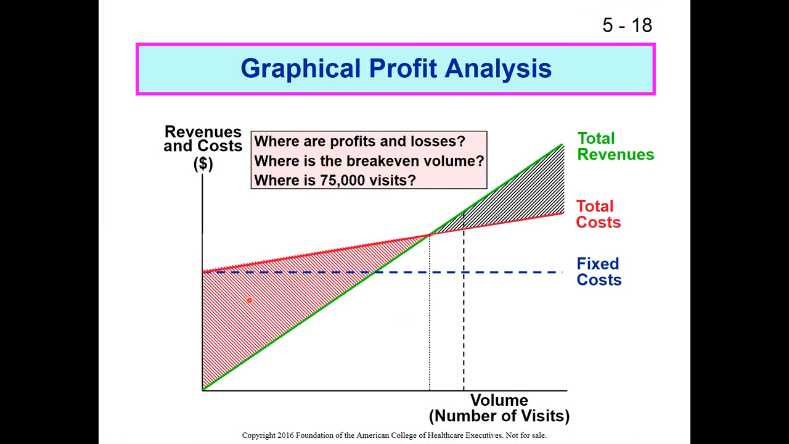So this zone here is the zone of loss. This zone over here is our zone of profit. So in a fee-for-service model, when we're modeling it based on number of visits, you want to be to the right of break even, because that means that your total revenues are going to be above your total costs.